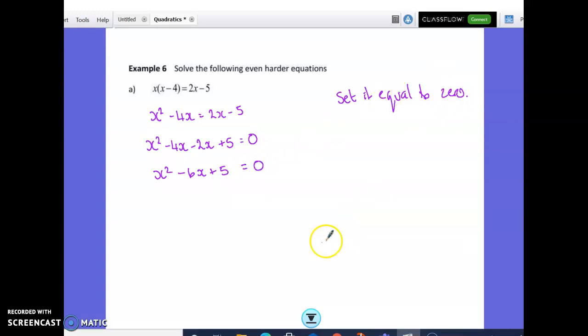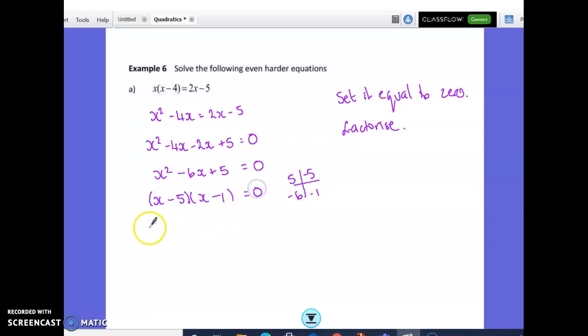We've now set it equal to 0. Once we've set it equal to 0, we can then factorise. So I'm looking for two numbers that multiply to give me 5 and add to make minus 6. Don't have any options with 5, it's got to be 5 and 1. I want minus 6, so I need minus 5, minus 1. So it's going to be x minus 5, x minus 1.